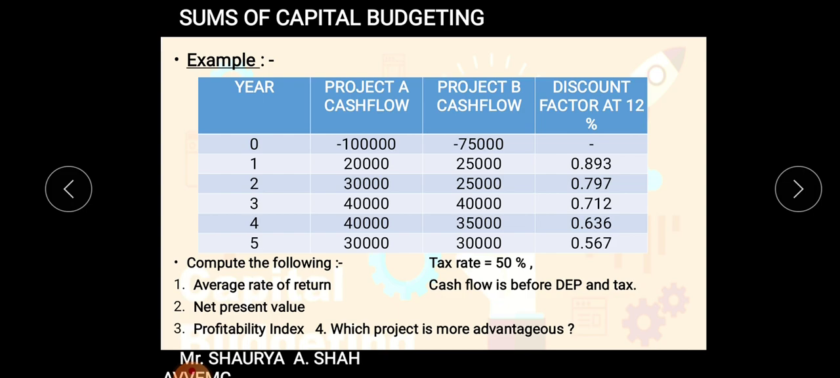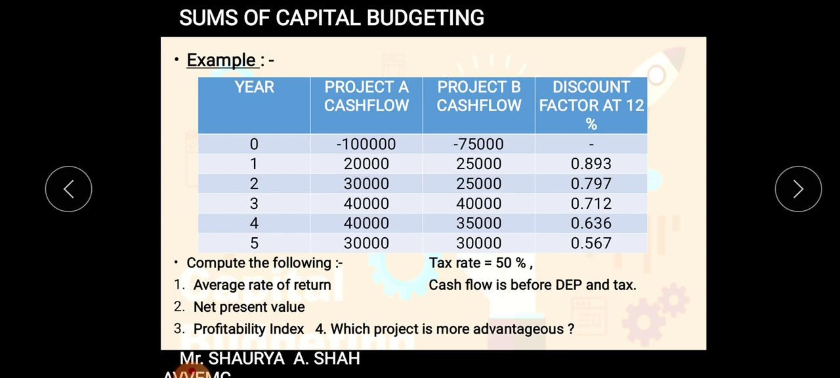Fine. What else is given, students? Tax rate is given at 50%, so that will be helpful to us when we calculate the amounts for various things. Cash flow is before depreciation and tax, right? So this cash flow, whatever is given, is before depreciation and tax. So you need to do each and every calculation. What you need to find out is ARR for both the projects, NPV for both the projects, and PI for both the projects, right? From that we will be deciding which project to be accepted according to all three methods. Fine.